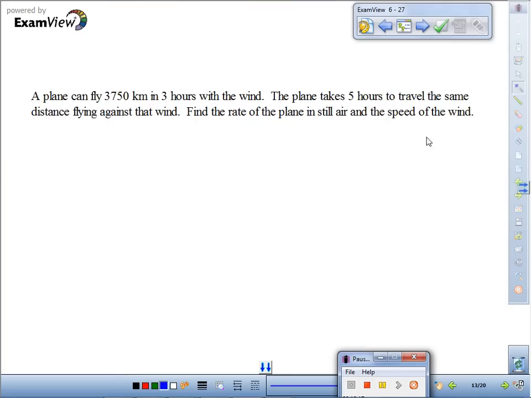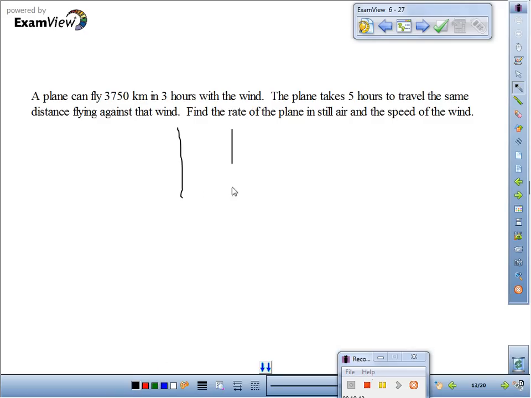Number 6 says, a plane can fly 3,750 kilometers in 3 hours with the wind. The plane takes 5 hours to travel the same distance flying against the wind. Find the rate of the plane in still air and speed of the wind. So, how many lines down? Three. 1, 2, 3. Two across.